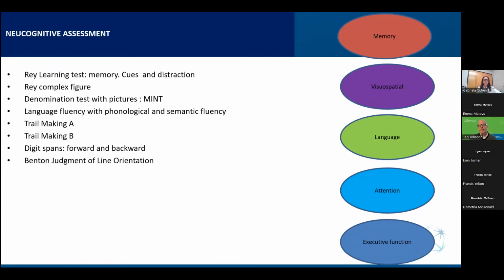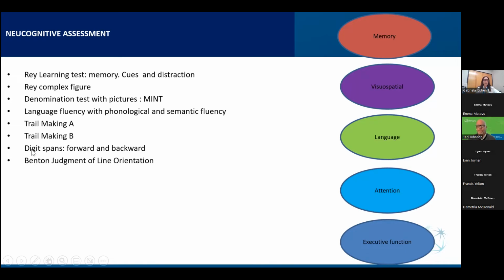For denomination, we do the MINT. We show them a series of pictures and we ask them to name them with the right word. For language fluency, we do both. We do a semantic fluency test where we ask the patients to say as many animals, in one semantic category, in 1 minute. And we also do the phonological language fluency test, for example, asking them to say words with a letter. Then we do the Trail Making A and B, and I'm going to show you what it looks like.